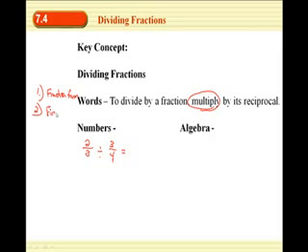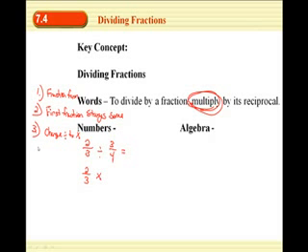First fraction stays the same. That's the first thing. So you write 2/3, it stays the same. Third step, change the division to a multiplication, which here's the rule, it means you multiply. So we change it to multiplication.